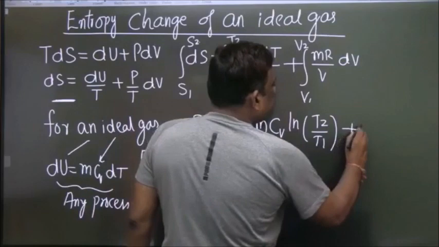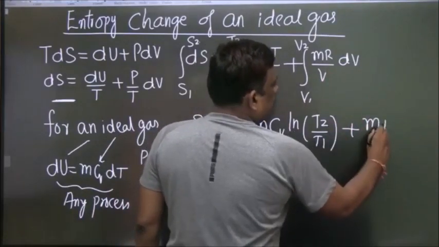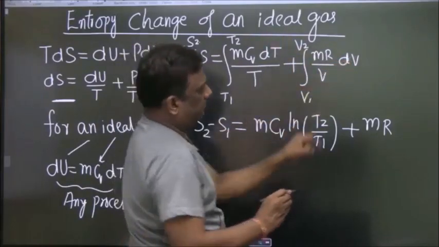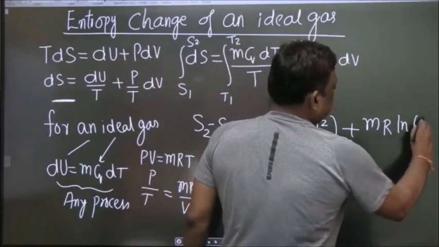Plus, R is constant, take it out. What is dV by V? Log V. Log V2 minus log V1. So log of V2 by V1.